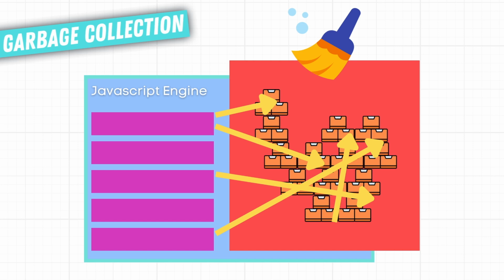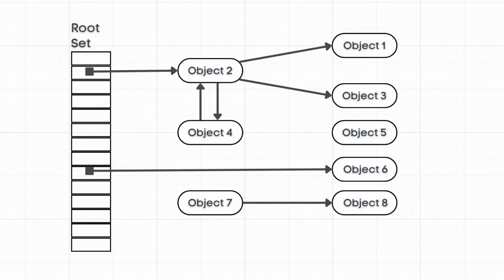Now, that's very, very dangerous, but it's also the reason that languages like C are extremely fast and memory efficient, because you control garbage collection, and with that control, you can make it really, really optimized. So, how does garbage collection actually work in JavaScript? Well, it uses something called the mark and sweep algorithm.